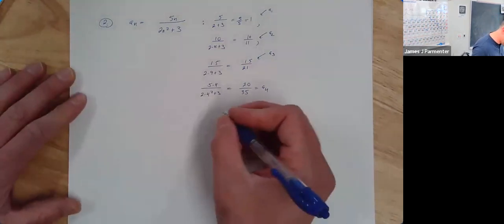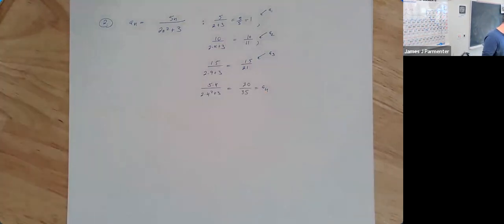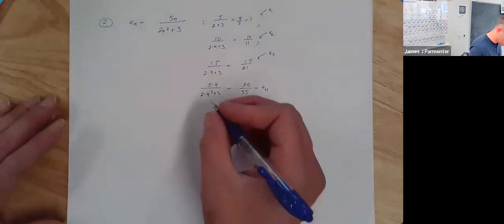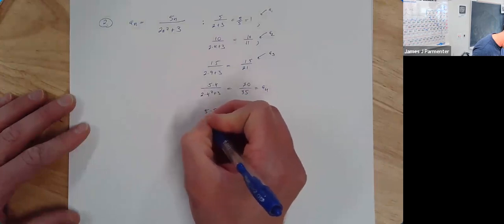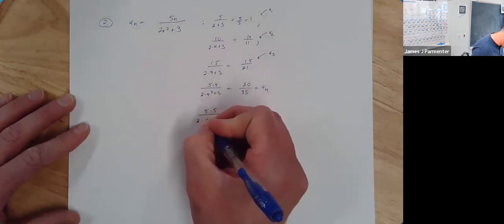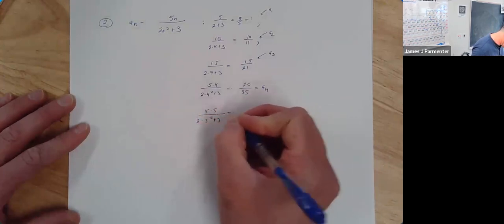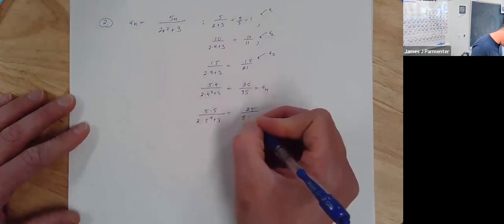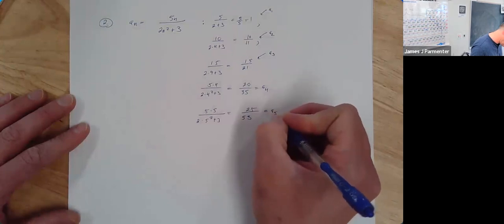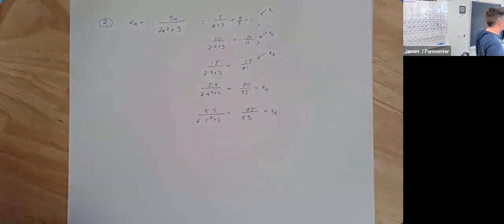I should do the 5th one, because a lot of the questions on your homework are like, find the first 5 terms, find the first 6 terms. So a sub 5 is 5 times 5 over 2 times 5 squared plus 3, which is just 25 over 2 times 25 plus 3. The nice thing about WebWork is you don't have to simplify to input it, so you could totally write an unsimplified answer and it's going to be fine.